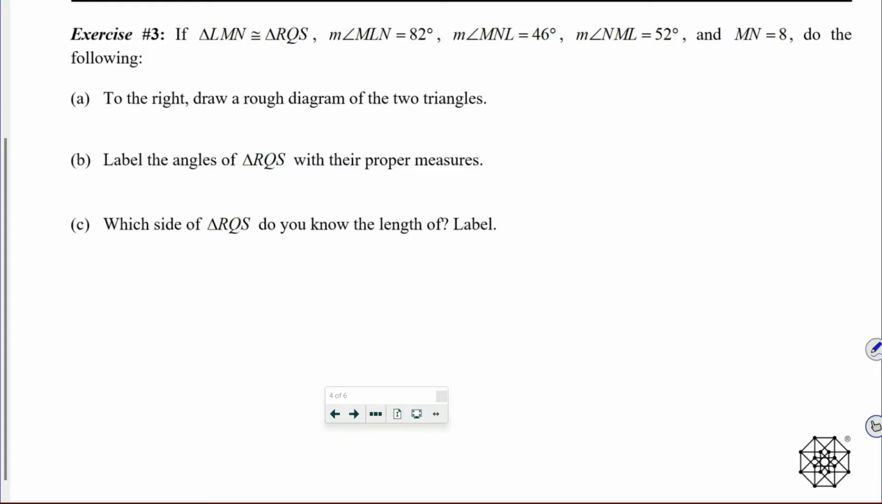If triangle LMN is congruent to triangle RQS, measure of angle MLN equals 82 degrees, measure of angle MNL is equal to 46 degrees, measure of angle NML is equal to 52 degrees, and MN is equal to 8, do the following. Letter A. To the right, draw a rough diagram of the two triangles.